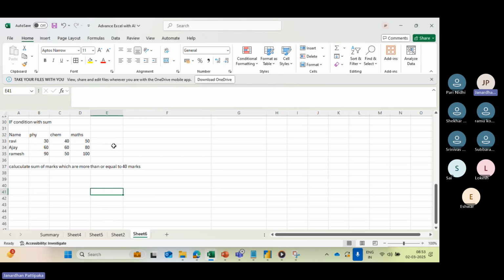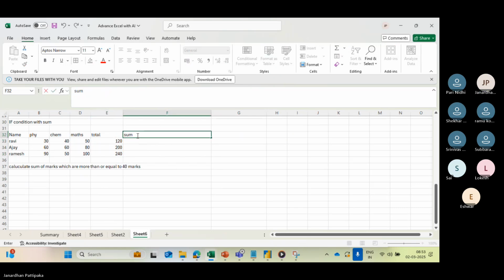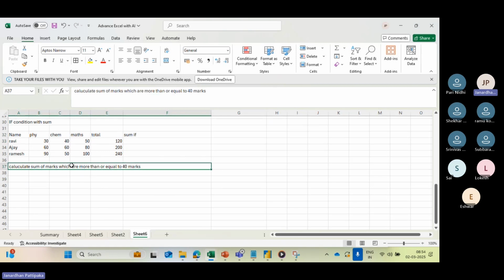If you calculate over here the normal total, how can you find the total? Here type Alt plus equal to and press enter, you will get the total. So this is a normal total. Now I want to total by using SUMIF, where only the marks of 40 and above need to be added. Now how can you achieve this formula, writing the condition?